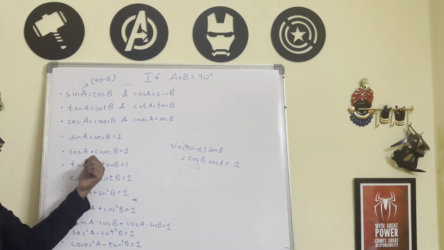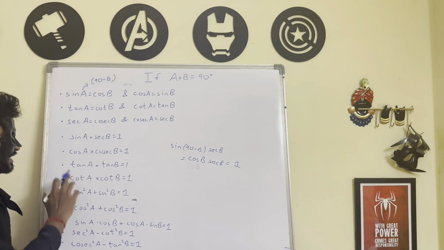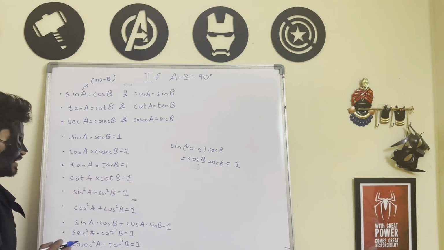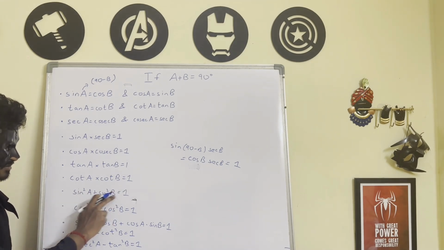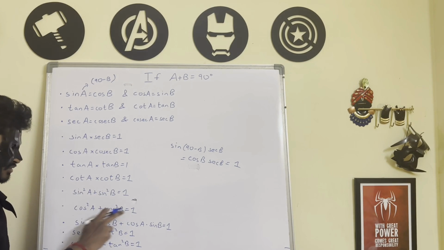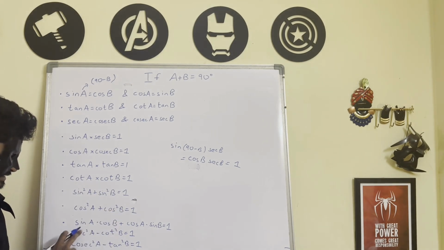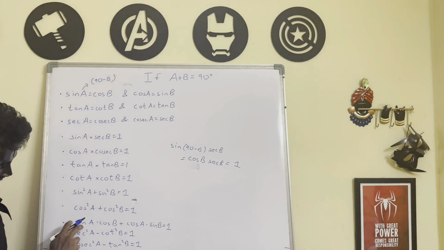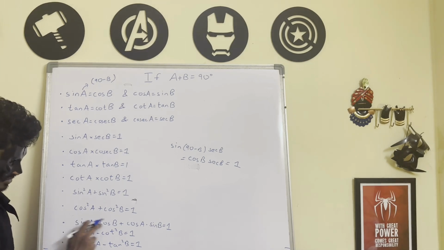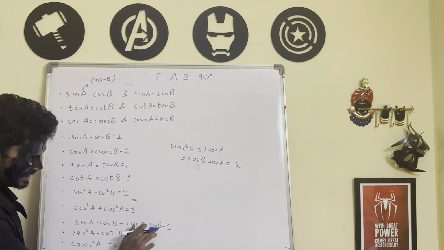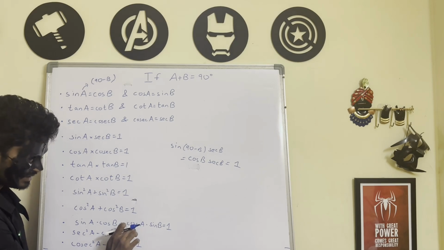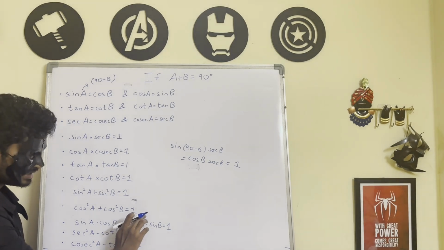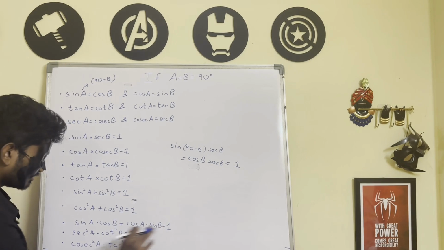So similarly, cos A into cosecant B is equal to 1, tan A into tan B is equal to 1, cot A into cot B is equal to 1, sin square A plus sin square B is equal to 1, cos square A plus cos square B is equal to 1, sin A into cos B, because here sin A is nothing but it is equal to cos B. So this will become cos square, and cos A into sin B. So cos A is nothing but sin B, because A you can write it as 90 minus B. So this will become sin square B, so it will be equal to 1.